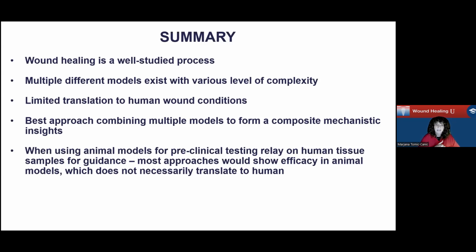The best approach is really combining multiple models to form composite mechanistic insights regarding the topic and the study focus that you choose. And when using animal models for preclinical testing, again, some level of relying on human tissue for guidance is really important because, as I mentioned, most approaches will show efficacy in animal models, but that does not necessarily translate to human.